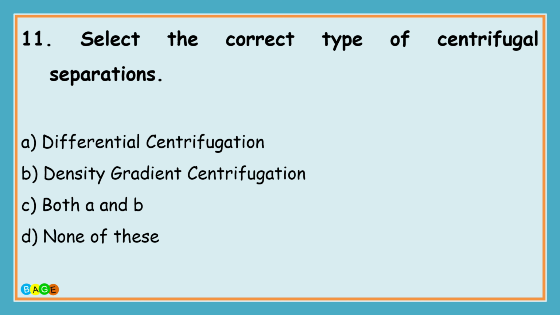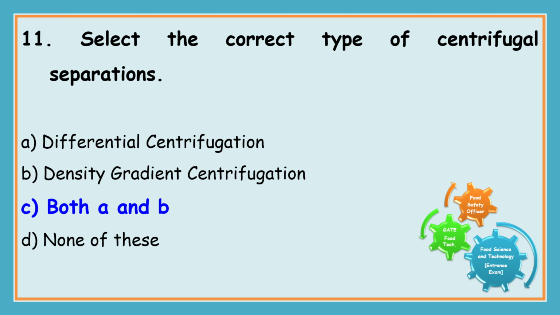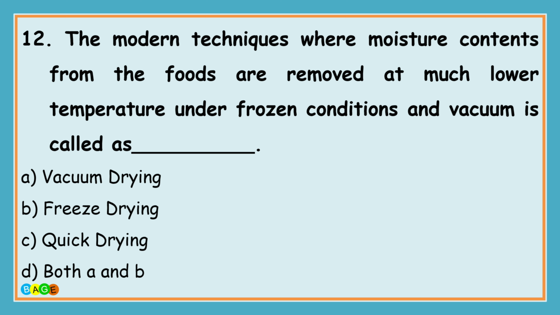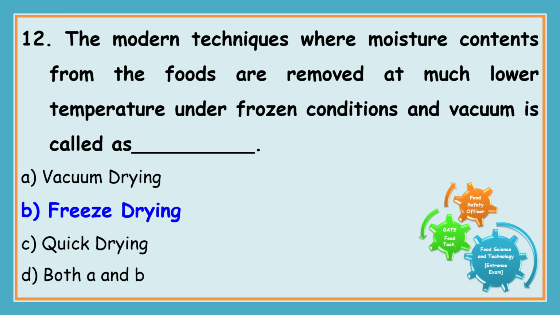Question number 11: Select the correct type of centrifugal separations. The options are A differential centrifugation, B density gradient centrifugation, C both A and B and D none of these. The correct answer is option C both A and B. Question number 12: The modern technique where moisture content from the foods is removed at much lower temperature under frozen conditions and vacuum is called ___. The options are A vacuum drying, B freeze drying, C quick drying and D both A and B. The correct answer is option B freeze drying.